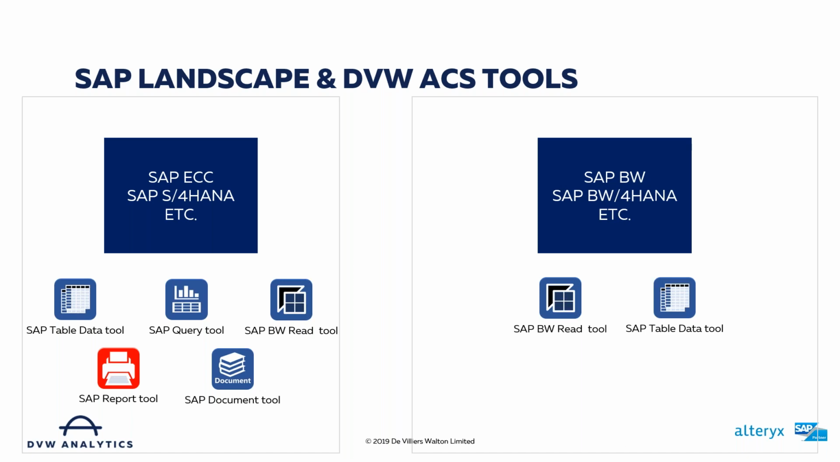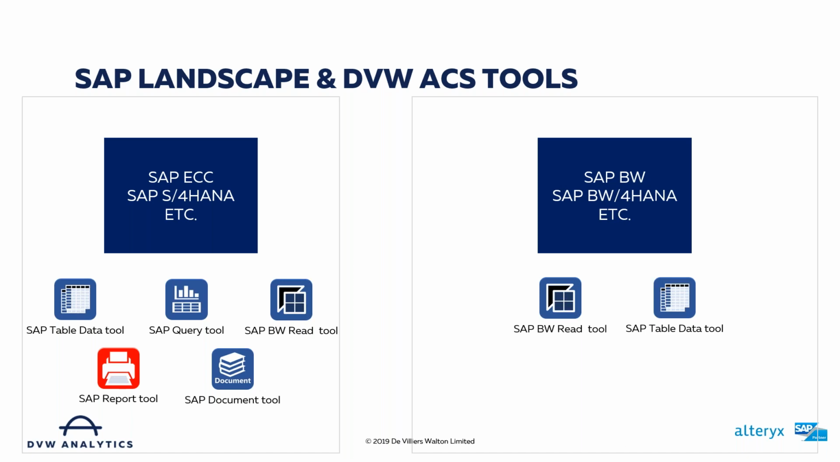And the final tool here, it's called the SAP document tool, and the document tool allows us to extract attachment data from transactional objects in an SAP system, so sales orders, service requests, these types of things, as well as master data within an SAP system.